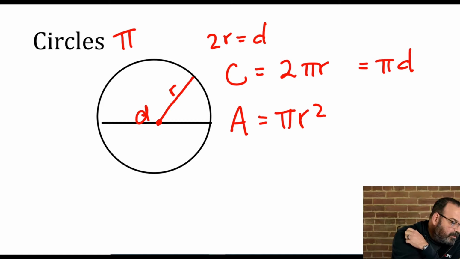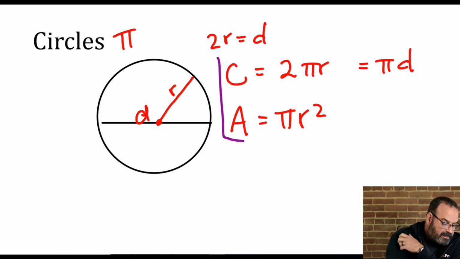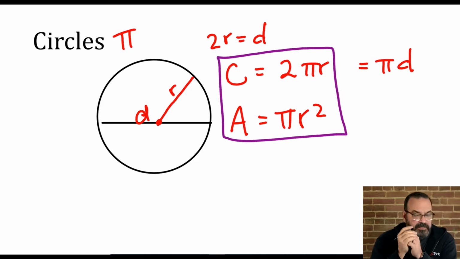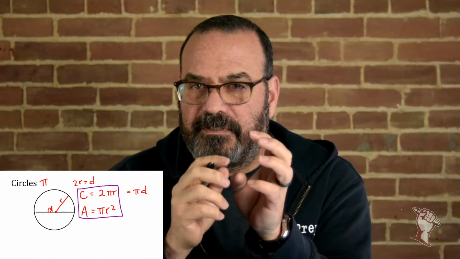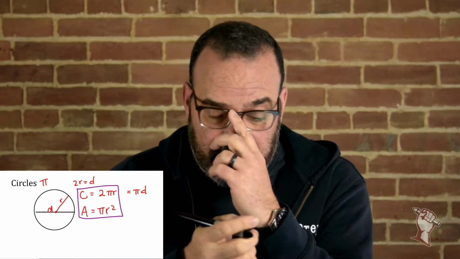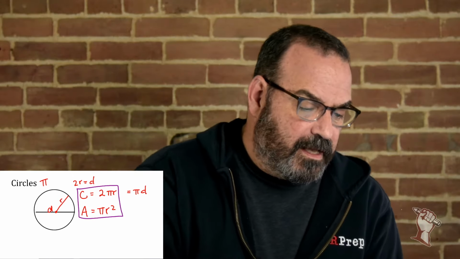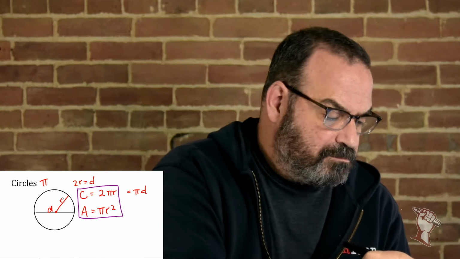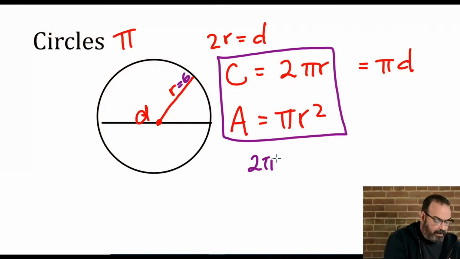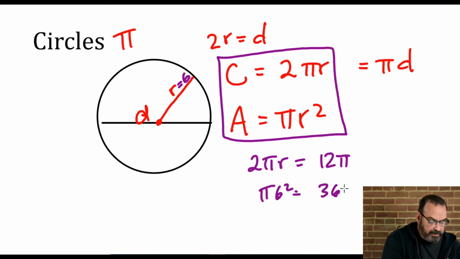The one thing I want to point out about the ACT and the SAT is that notice how close circumference 2 pi r is to area pi r squared. They have the exact same symbols. So on a harder problem, they'll ask for the circumference, but they'll give the area. So if the radius is equal to 6, 2 pi r gives us a circumference of 2 times 6, or 12 pi. An area would be pi r squared, or 36 pi.